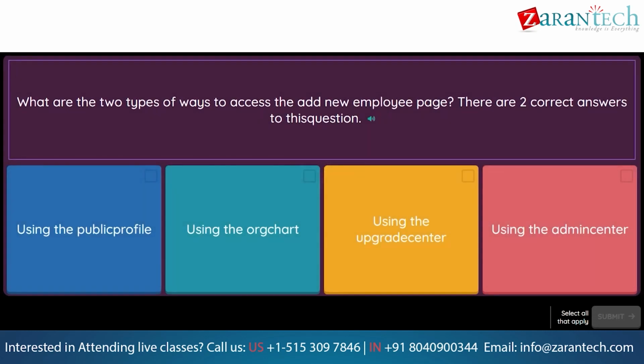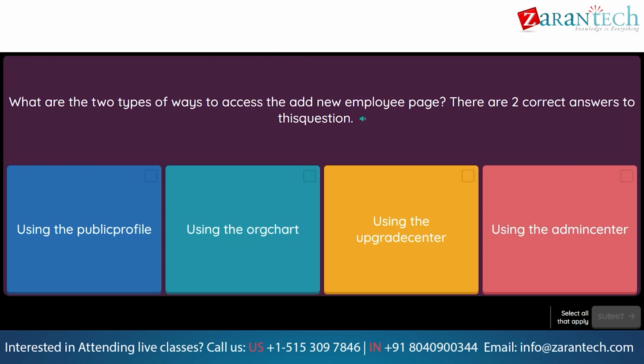Question: What are the 2 types of ways to access the Add New Employee page? There are 2 correct answers to this question. Option 1: Using the public profile. Option 2: Using the org chart. Option 3: Using the Upgrade Center. Option 4: Using the Admin Center.